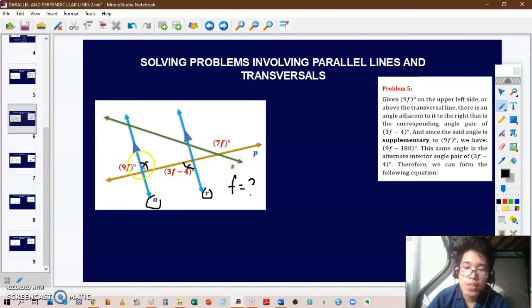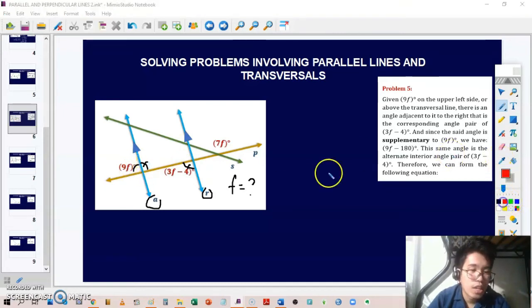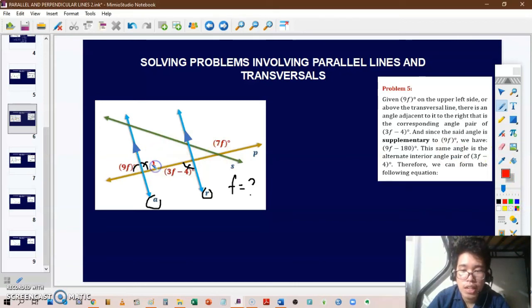Since we know that this angle is 9F, let's name this specific angle here angle Z. So angle C must be equal to 9F minus 180. Essentially that's it, because we have here a 180 degree angle.